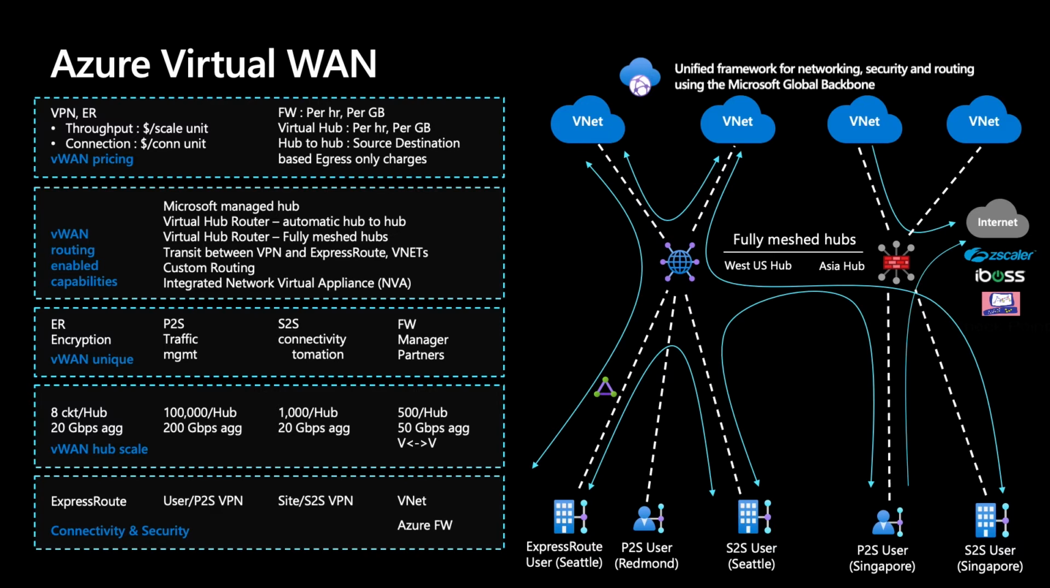We know that a lot of our customers care a lot about scale, and they want to have massive deployments. So we support up to 8 ExpressRoute circuits connected to a single hub, up to 100,000 remote users connected to a single hub. We'll talk a lot more about this later. 1,000 VPN connections on a single hub, and 500 VNets connected to a single hub. We can meet the needs of both your small and large deployments.